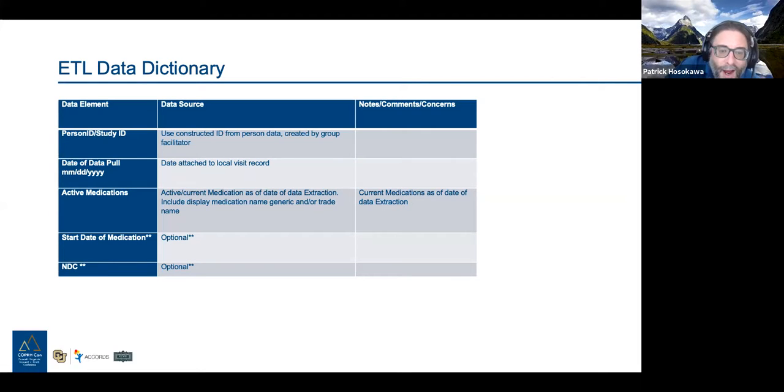NDC, fairly straightforward code. Again, you have to look at that one to see what you're getting in there. There's another quality control. People may send you GPIs. People may send you some local code. You've got to check it to make sure you are in fact getting NDCs.